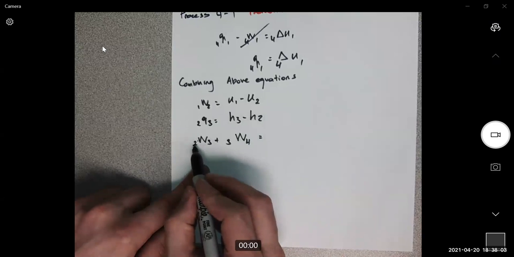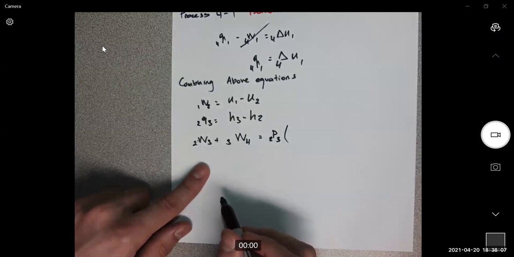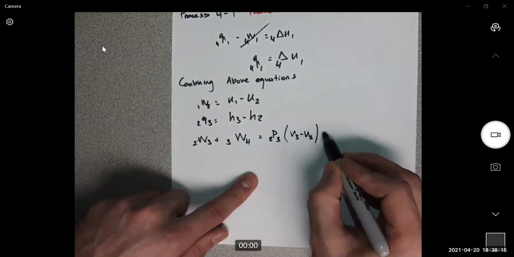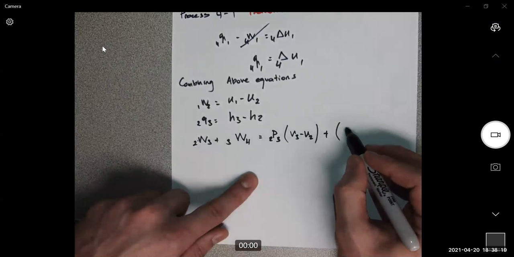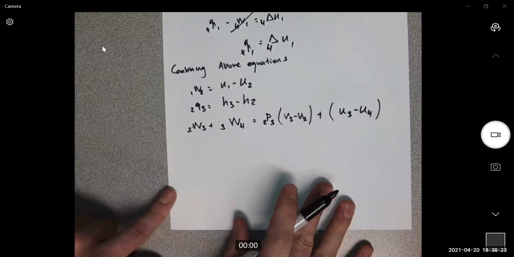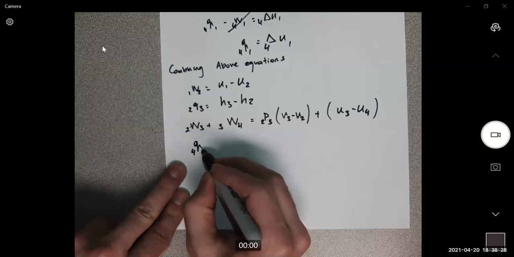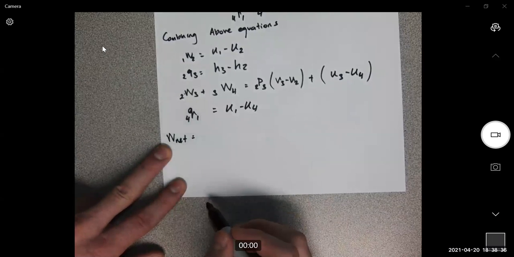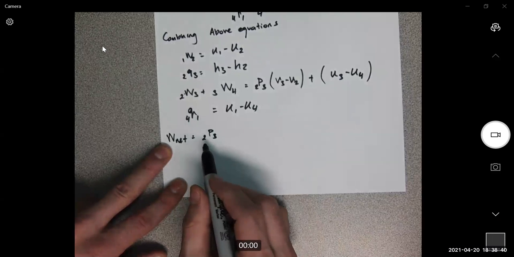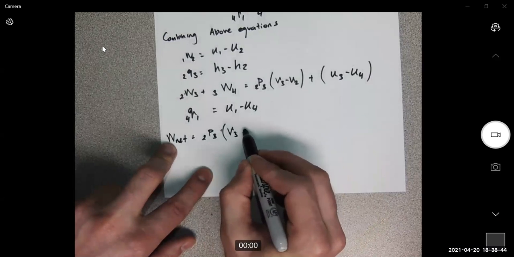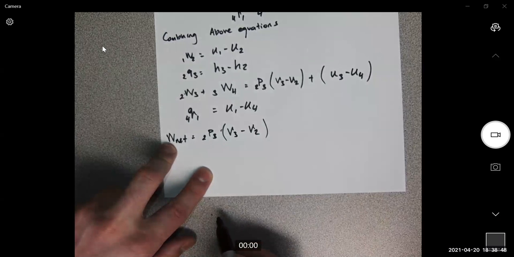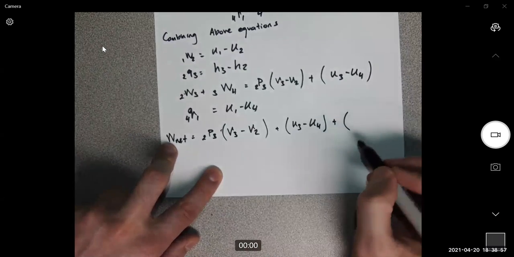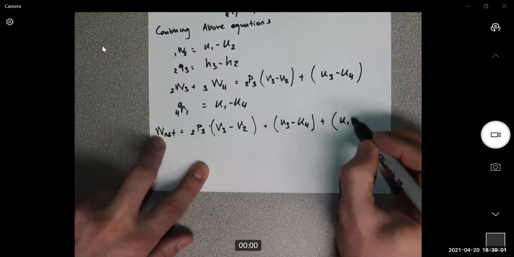Okay. So first, from state 2 to state 3, the pressure from state 2 to state 3 times the volume difference, V3 minus V2, plus the internal energy difference between state 3 and state 4, U3 minus U4. Heat rejection from state 4 to state 1 will be U1 minus U4. Work, next: pressure from state 2 to state 3 times the volume difference from state 2 to state 3, plus U3 minus U4, plus the rest.